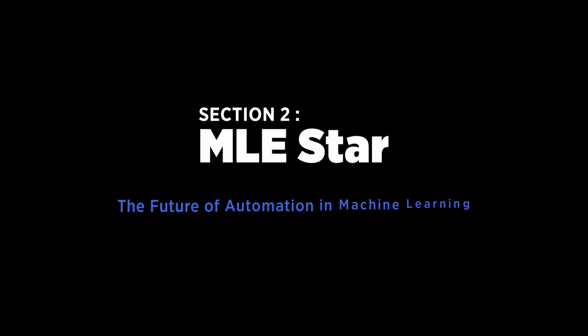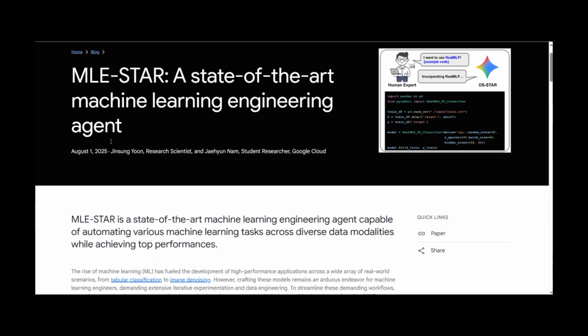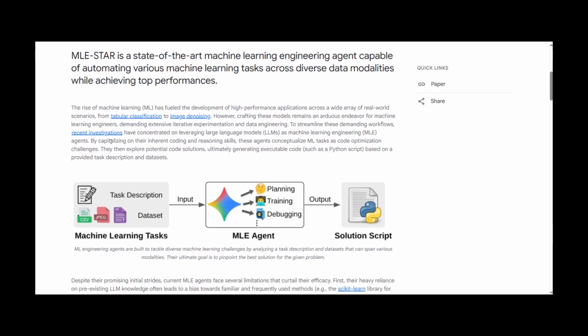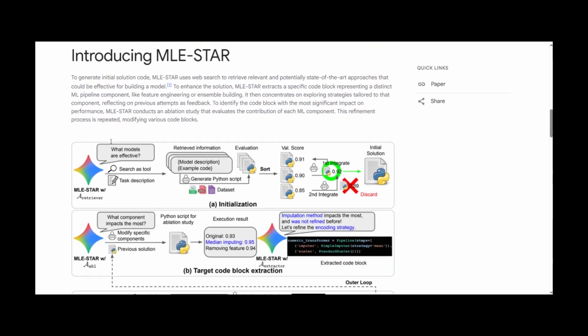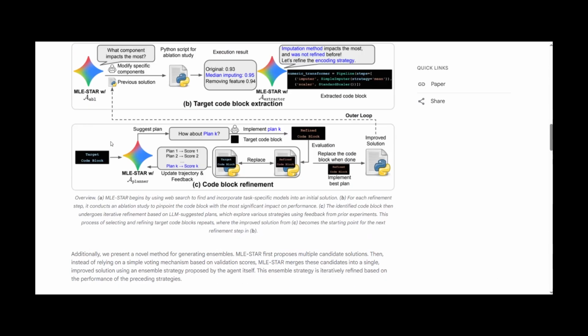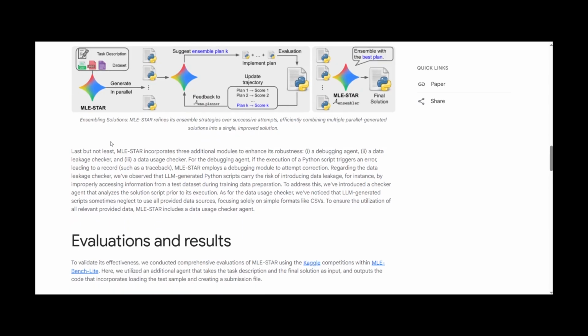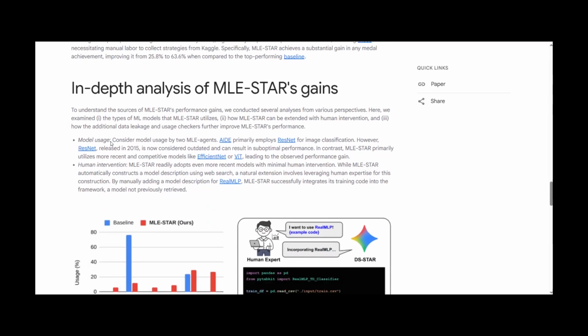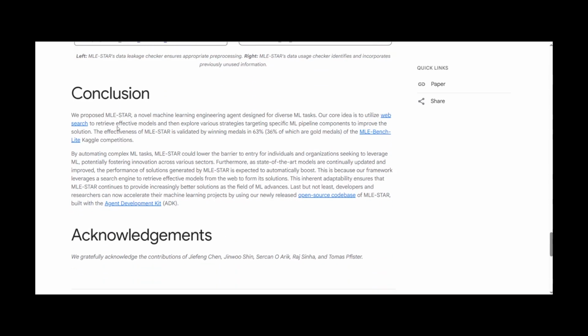The future of automation in machine learning. MLE-STAR, developed by Google, is a revolutionary AI agent that automatically builds and optimizes machine learning models. In traditional machine learning projects, data scientists perform many manual steps, such as selecting appropriate models, writing code, tuning hyperparameters, and evaluating performance. MLE-STAR fully automates this process, saving significant time and reducing human errors.